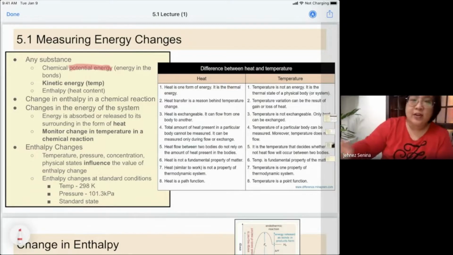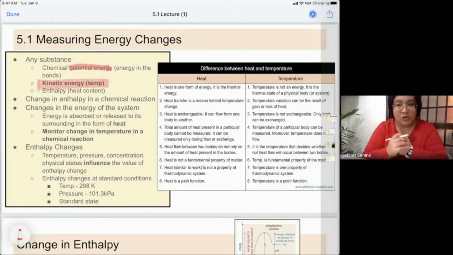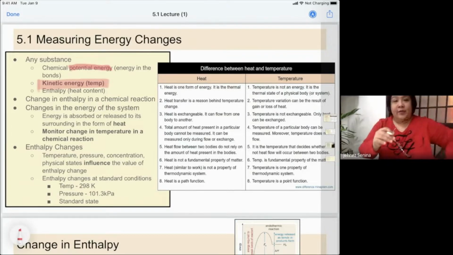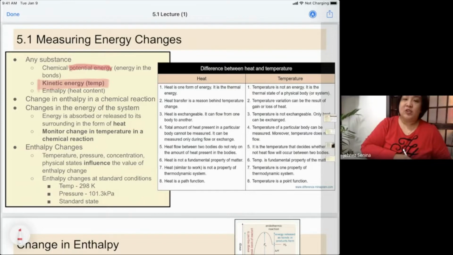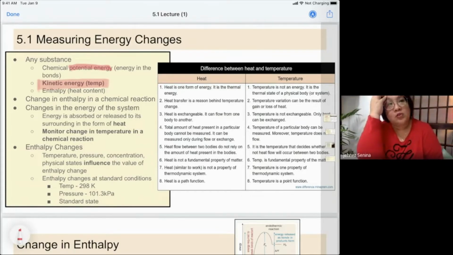Okay. And all substances also, this nitrous acid, this potassium hydroxide, will have kinetic energy. And when we talk about kinetic energy, we talk about temperature. So all substances will have their own temperature. And when you measure their temperature, you're just basically talking about the movement of those molecules. All substances will have temperature. It's impossible for molecules to have zero temperature. Zero absolute temperature basically doesn't exist because molecules will always vibrate. There's always going to be some form of movement.